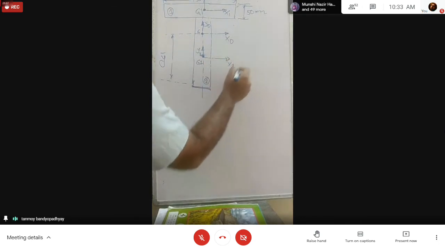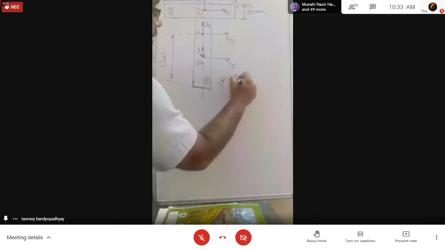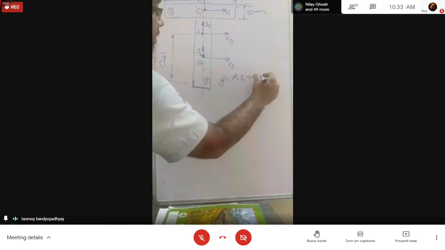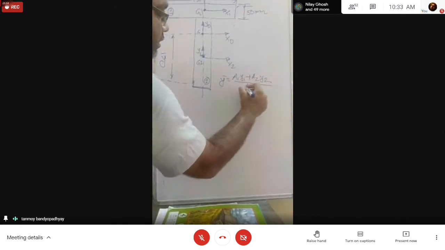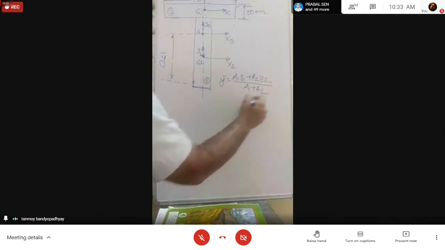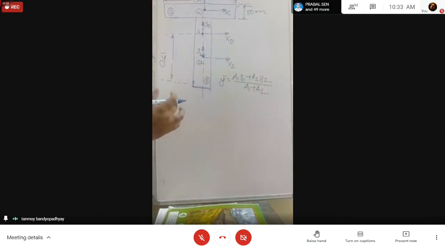So what will be y bar? y bar will be equal to a1 y1 plus a2 y2 divided by a1 plus a2. I hope you can understand this one, that it's a combination of two figures. That is why the location of this CG will be given by this formula. x bar lies on the x-axis itself, so you don't need to calculate that one.